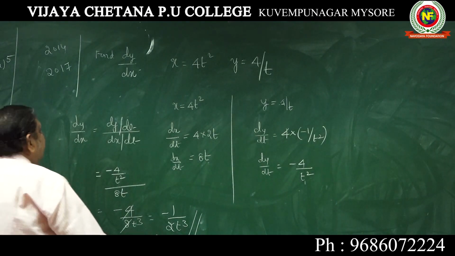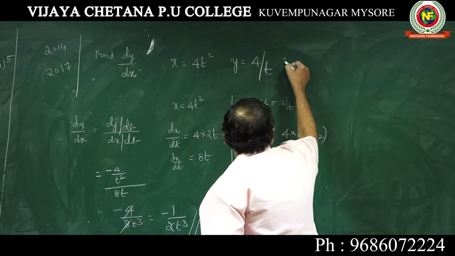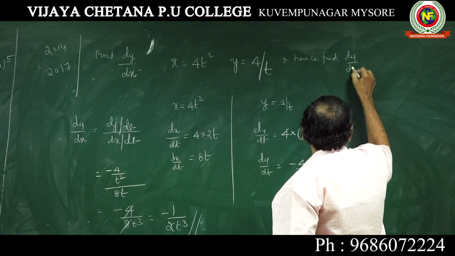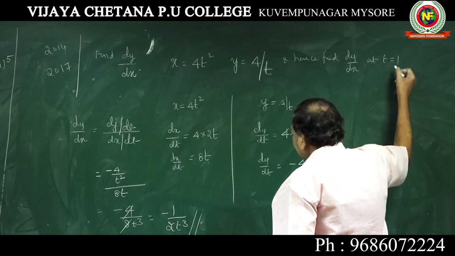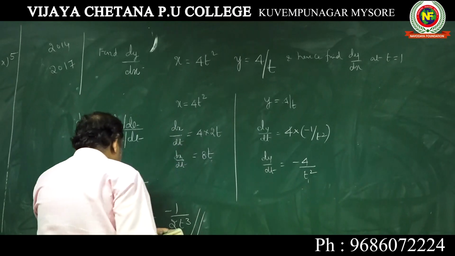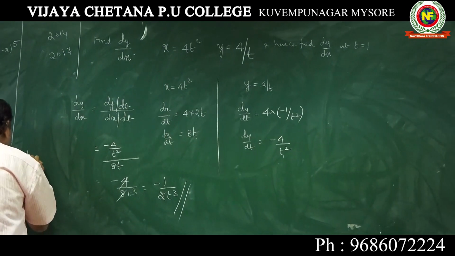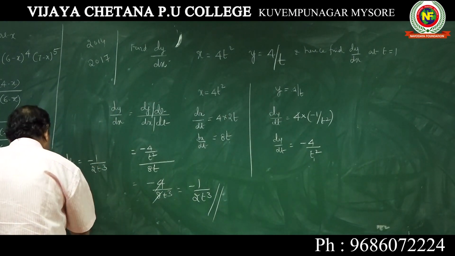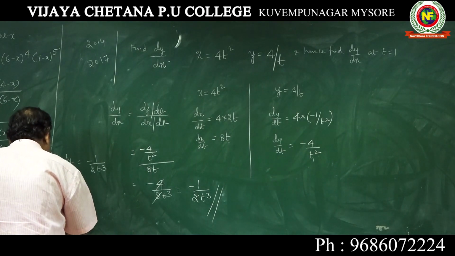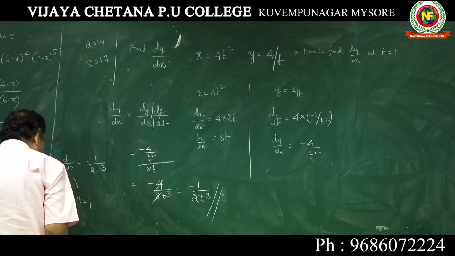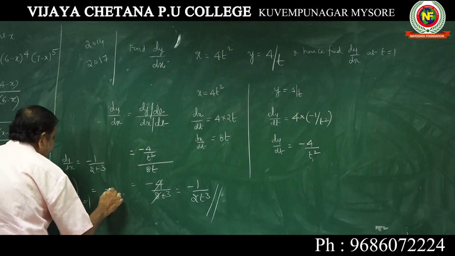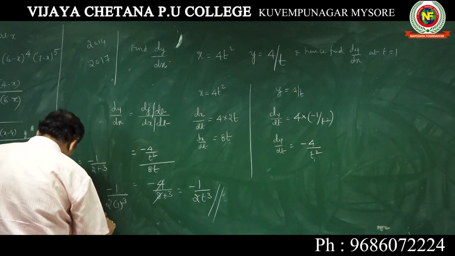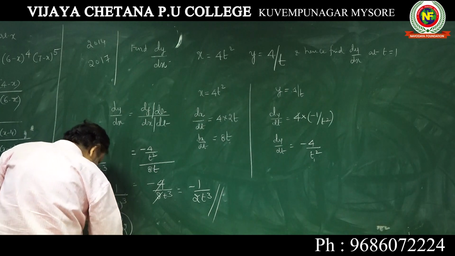Suppose if they ask find dy by dx and hence find dy by dx at t is equal to 1, then first find this general expression. dy by dx has come, this is dy by dx. So your dy by dx is equal to minus 1 by 2t cube, the answer has come. But here they want dy by dx at t is equal to 1. We want to find out at t is equal to 1, then it is minus 1 by 2 into 1 cube, because t is 1 there. After differentiation, answer is minus 1 by 2.